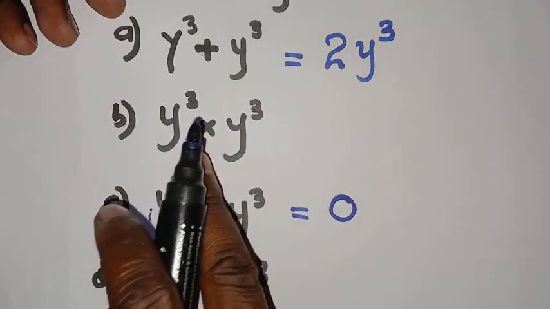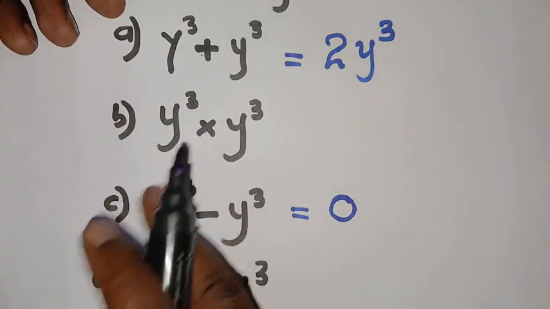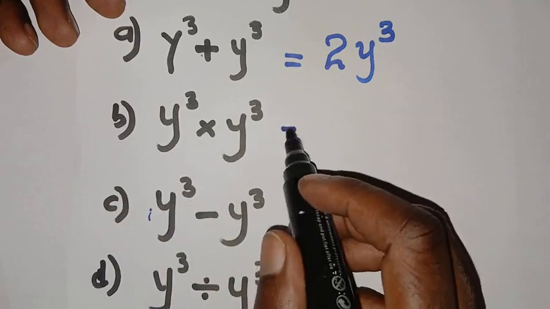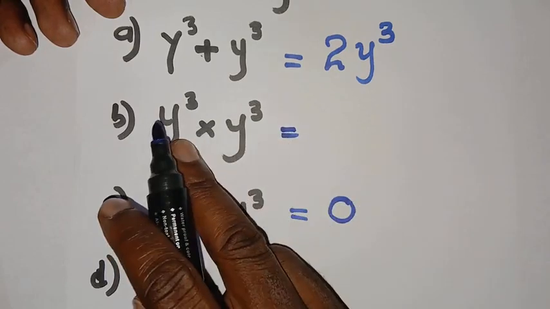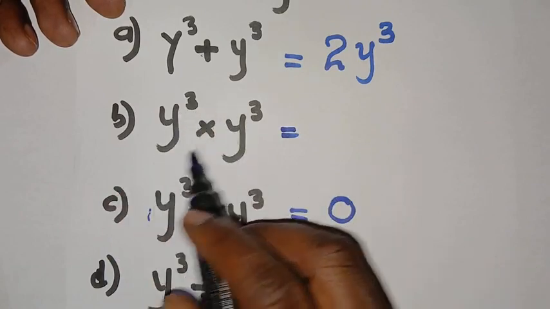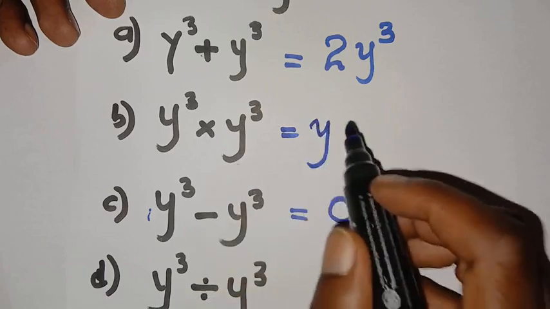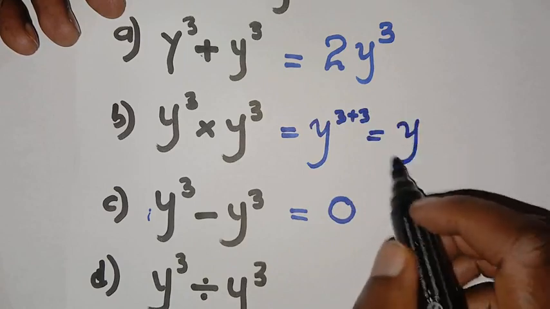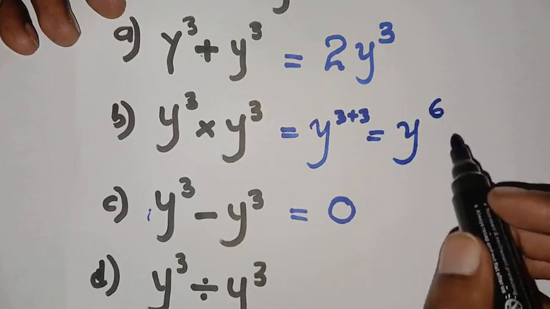Then now, in the case of this one, if we apply the rules of indices here, when you are multiplying 2 powers of the same base, you add the indices. You do what? You add the indices. So it's like y 3 plus 3. And this will end up being y to the power 6.